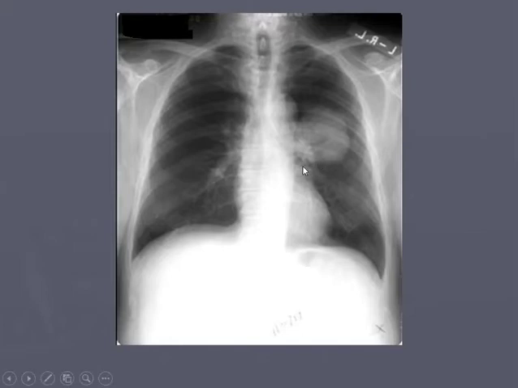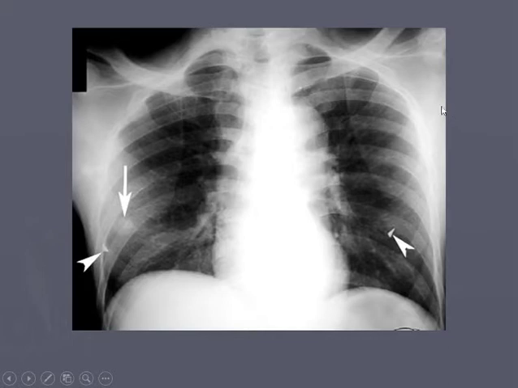Let's see here. Another tumor. Sometimes they hide in the periphery behind the ribs. Again, here's one. There's one. I don't know what that is. I think that might be some sort of foreign object.